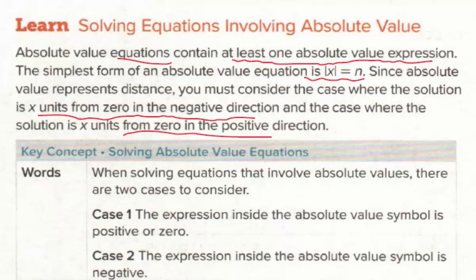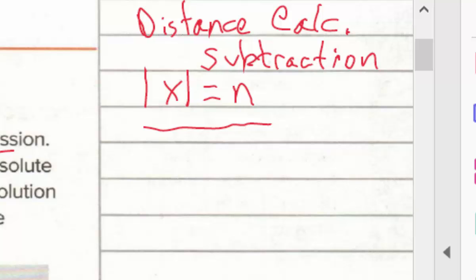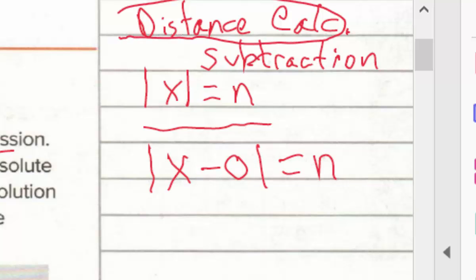Now, you guys were probably taught that the absolute value is distance from zero. So I'm going to take the equation we have here and rewrite it slightly different. I'm going to put absolute value of x minus 0 equals n. So remember, this is a distance calculation. So basically, n on this side represents the distance between the two values that are in here.